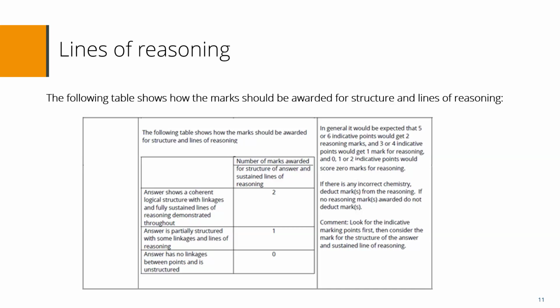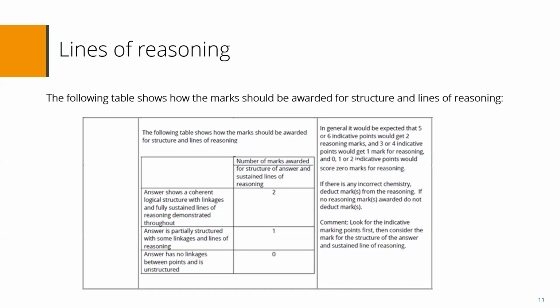Now, that doesn't mean that they can't use bullet points. There's nothing wrong with using bullet points, but providing, of course, the bullet points are put down in a logical order to answer the question. And so effectively, if you move from one bullet point to the next, you can see that a logical argument is developing. There will be some sustained lines of reasoning, as we say, okay? And you can see over there in the right-hand column, in general, it would be expected that 5 or 6 indicative points would get 2 marks, 3 or 4 would get 1, and if they've got 0, 1 or 2 indicative points, they're likely to score just 0.